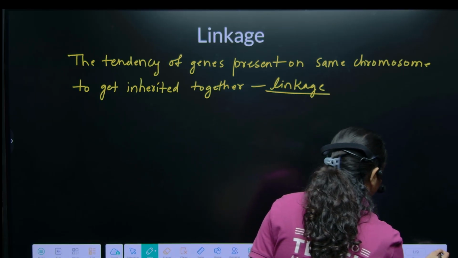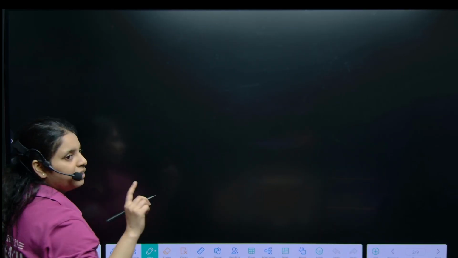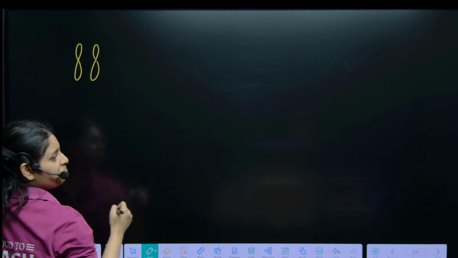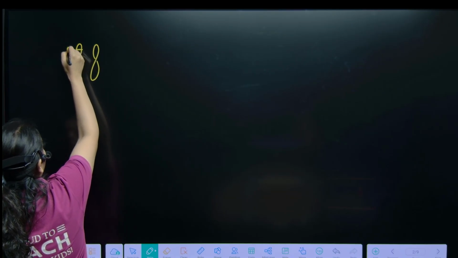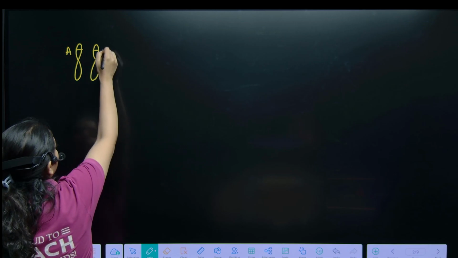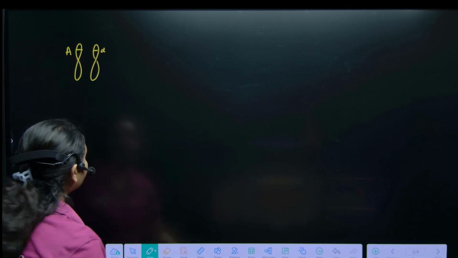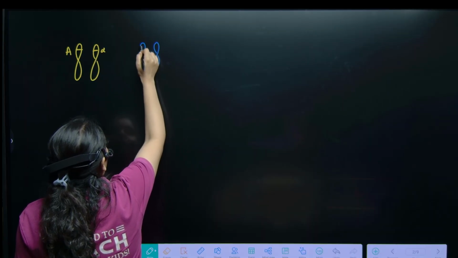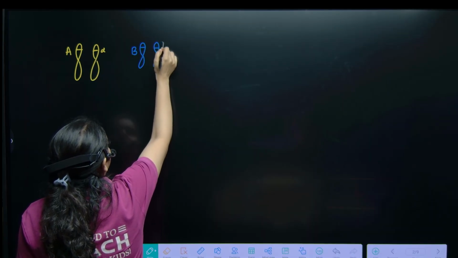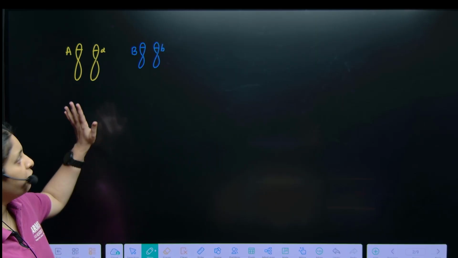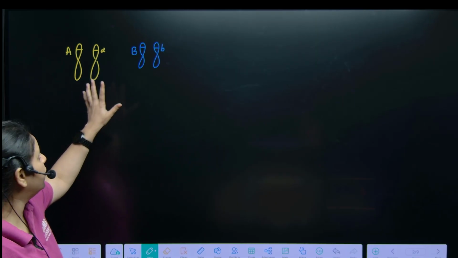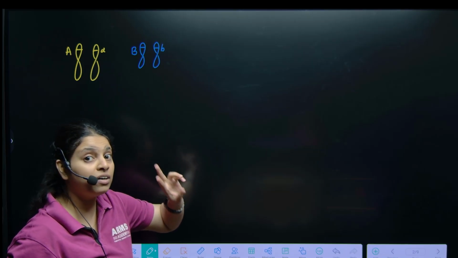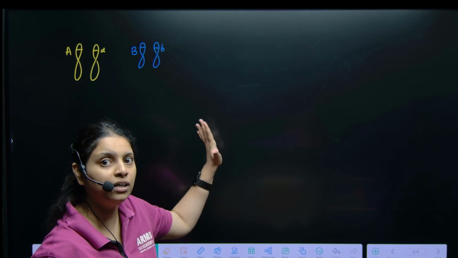Okay. So let's say first, let's take a pair of genes, A and B. First scenario, let's say this is a homologous pair of chromosomes, and let's say it has gene A here, and let's take the contrasting allele small a on its homologous pair. We have another pair of chromosomes here, and it has gene B. Let's write small b. So we have gene A on the first homologous pair and gene B on the second homologous pair. Here we have considered genes are present on different chromosomes.